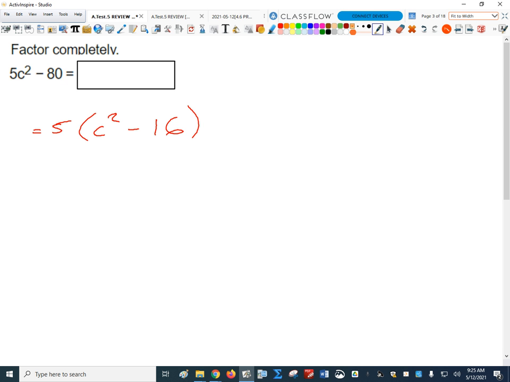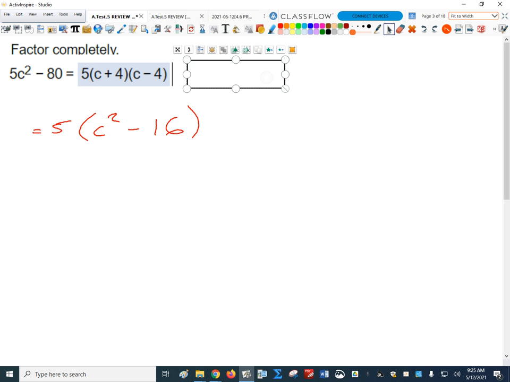No, because here I've got a difference of squares, don't I? c squared minus 16. What would that be squared? That's just what squared? 4. Okay, so then this is going to break up into what? You tell me. Good. 5 times c plus 4 times c minus 4.